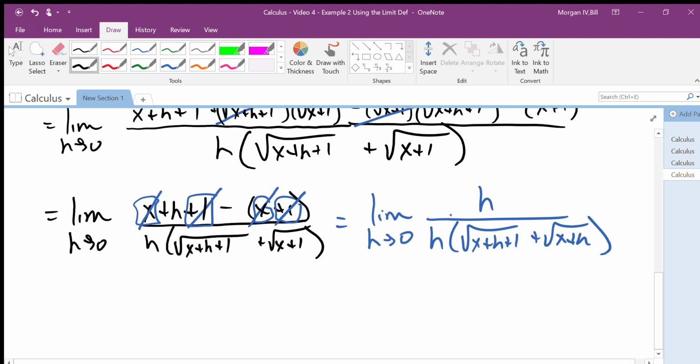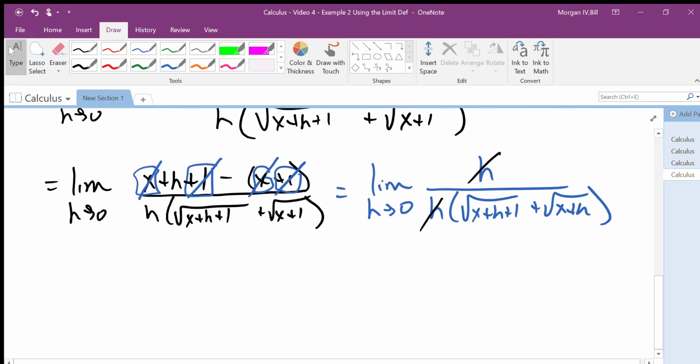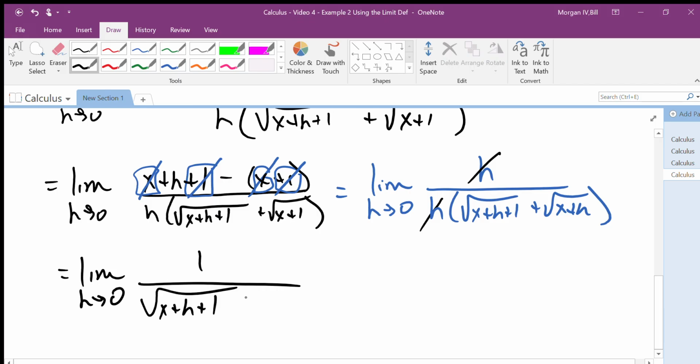Okay, h over h cancels. Now when you cancel an h, it's all that's left there. It's not 0 on top of it, it's just a 1 left over. So that's equal to the limit as h goes to 0 of 1 over square root x plus h plus 1 plus square root x plus 1.